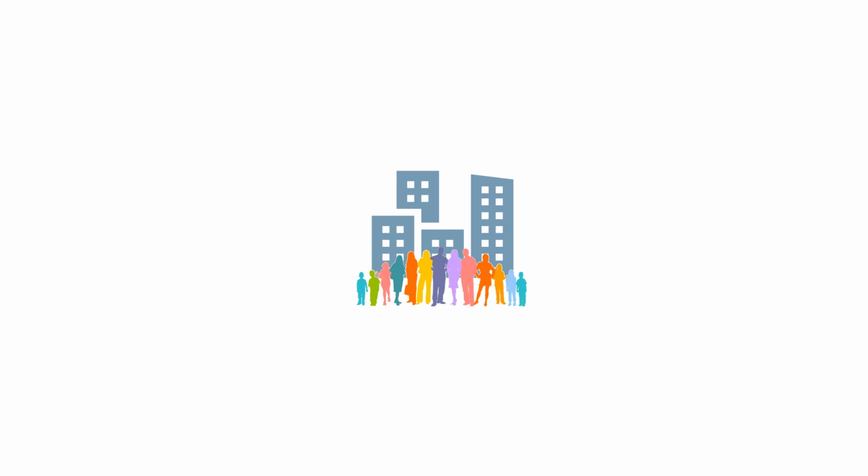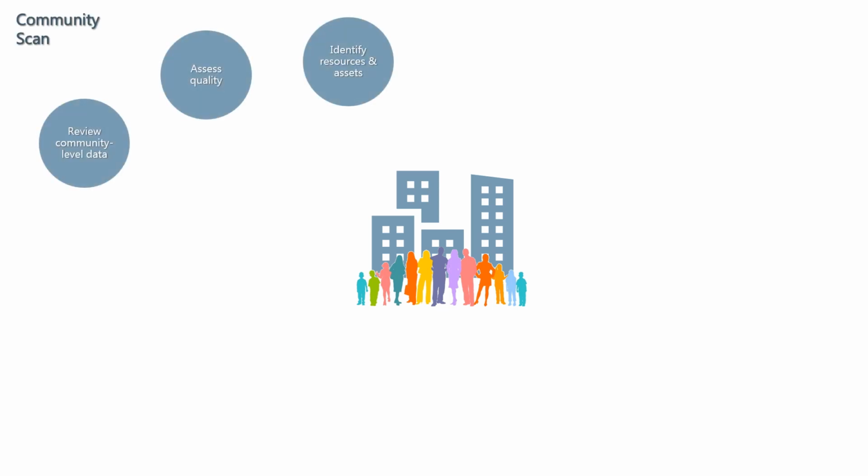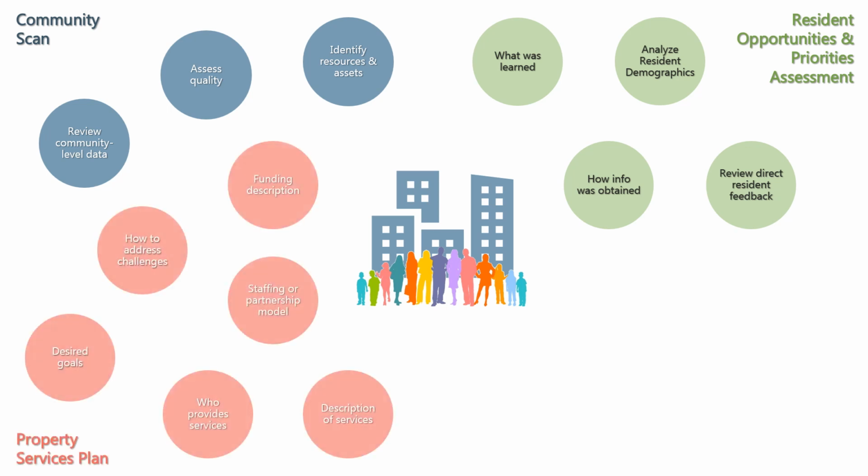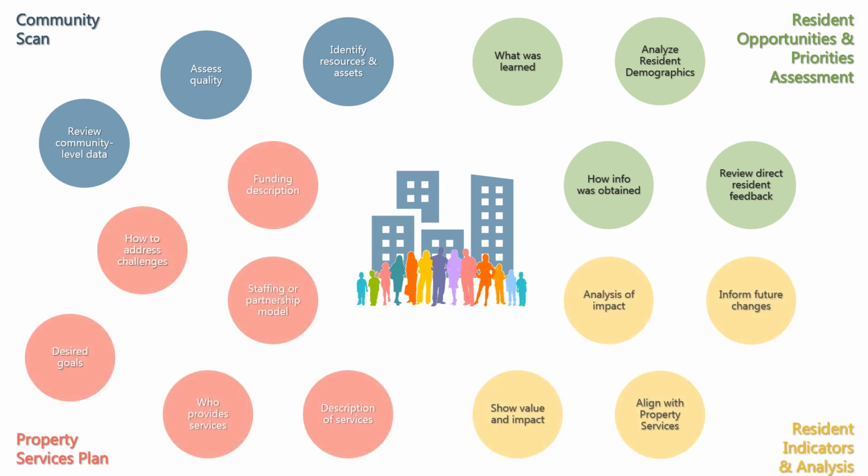So let's put it all together. The Community Scan, the Resident Opportunities and Priorities Assessment, the Property Services Plan, and the Resident Indicators and Analysis Report. Together, these documents can support a robust system of resident services coordination. You may not need to create new documents to reach these thresholds.